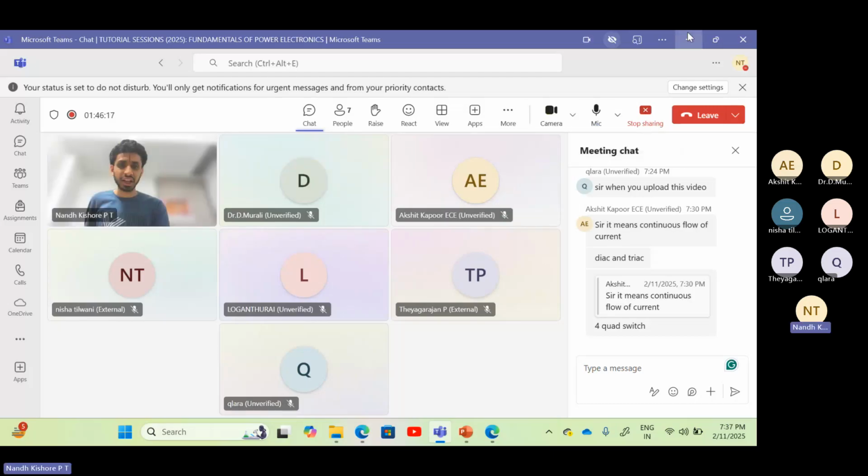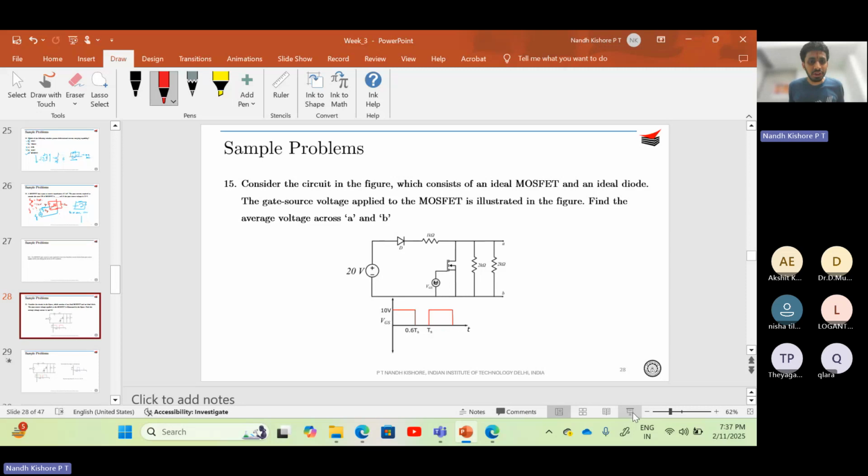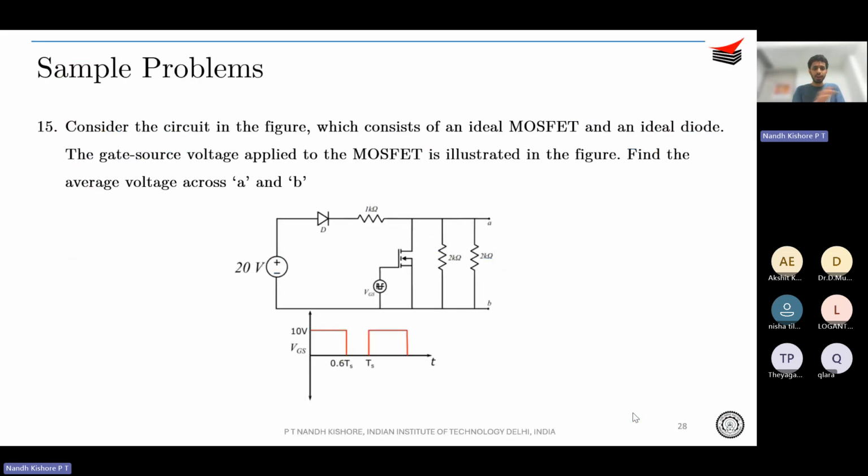Yeah, so thanks for hanging around. We will proceed. So consider the circuit in the figure, which consists of an ideal MOSFET and an ideal diode. The gate source voltage applied to MOSFET is illustrated in the figure. Find the average voltage across A and B. So again, this is a problem similar to the one that we saw earlier, that is, there is a voltage source and the MOSFET is turning on and turning off with a particular duty. The first question is to find the average voltage across A and B.